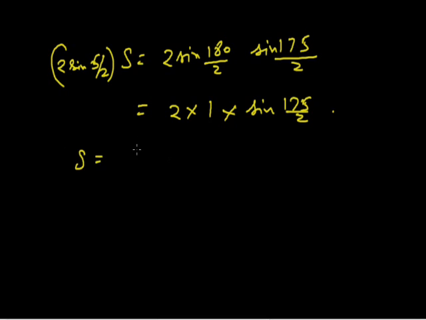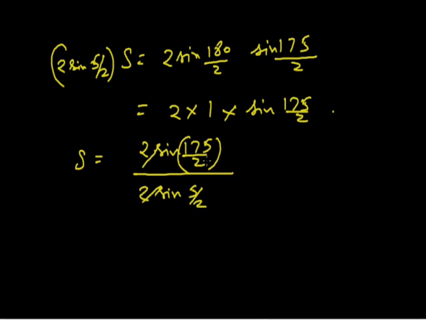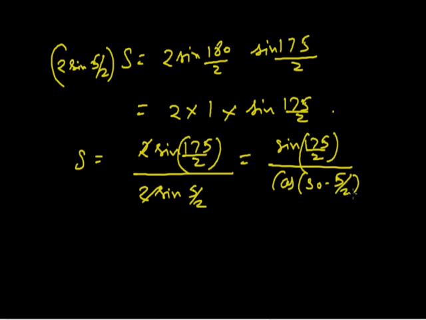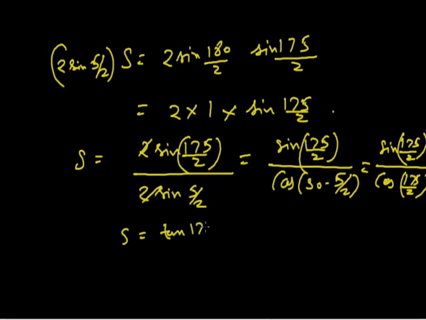Therefore, S is equal to 2 sin(175 by 2) upon 2 sin(5 by 2). 2 to 2 cut, which is equal to sin(175 by 2) upon cos(90 minus 5 by 2), which is equal to sin(175 by 2) upon cos(175 by 2), which is equal to tan(175 by 2), which is equal to tan(m by n). Therefore, m by n is equal to 175 by 2.